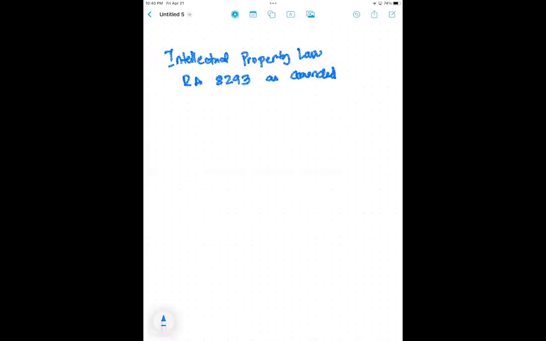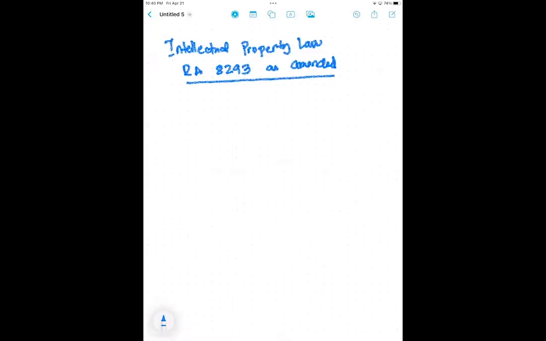All right. Today, our topic is intellectual property law. So this is RA 8293 as amended. Our discussion is again based on the Supreme Court issued syllabus for the 2023 bar examination. And in that particular syllabus, the topic will start with intellectual property rights. And these are intellectual property rights.